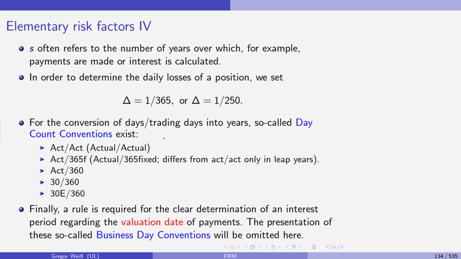So you can use actual, that is actual number of days in a month, actual number of days in a year, or 360, actual 360, actual 365 fixed, only differs from actual in leap years, in Schaltjahren.